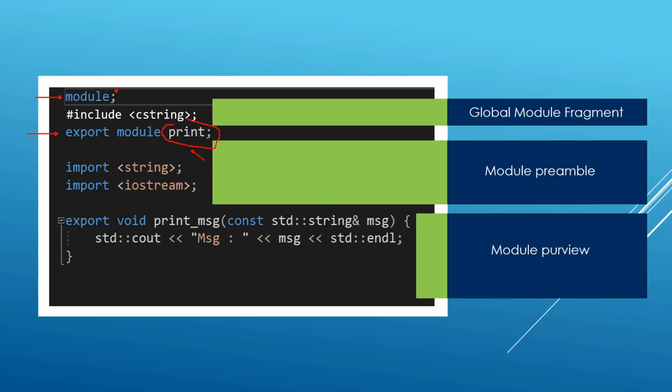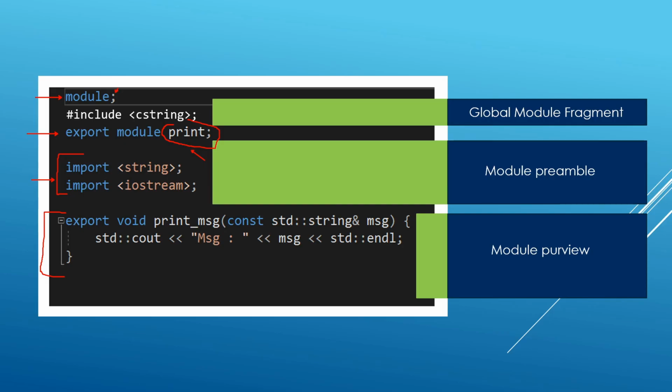And after your module declaration, you will have what we call a module preamble. The module preamble is where you put your import statements. In this case, we are importing the string header and iostream. And after the preamble, you have the module purview, which is the meat of what makes your module. In this case, it is just a function, but it could really be any entity in C++. It could be a function, it could be a class, it could be a concept, it could really be anything. And as we go forward in the chapter, I will show you different ways you can use all those entities in the C++20 modules mindset, if I can say it like that.